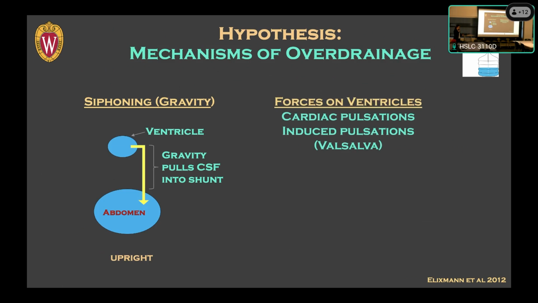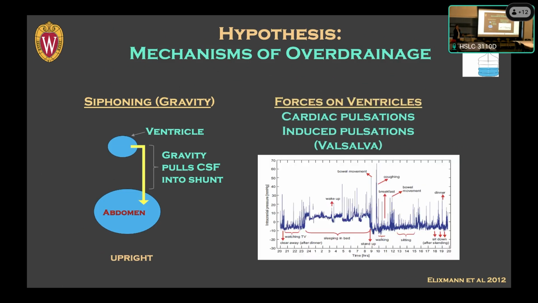Another group in Germany recorded ICP pressures in a shunted individual over 24 hours as they were doing their daily life activities. And we can see here that the ICP is not a constant number. It varies a lot and can go up to the 60s with certain maneuvers such as coughing or using the bathroom, which means that these valves are always open and can be overdraining.